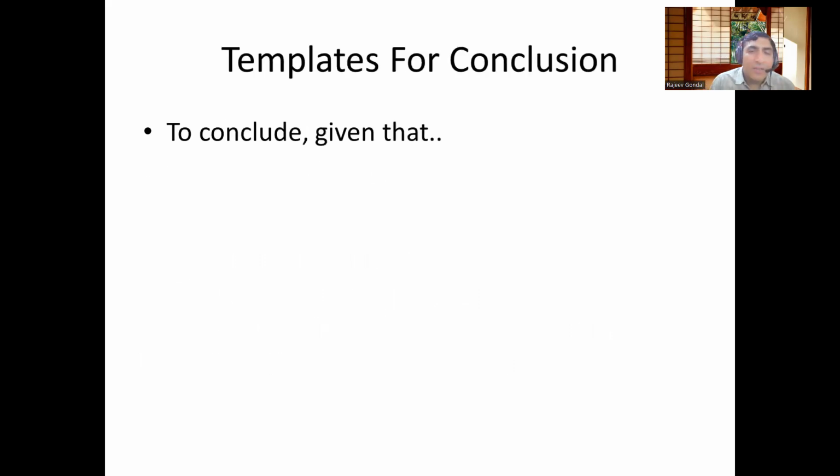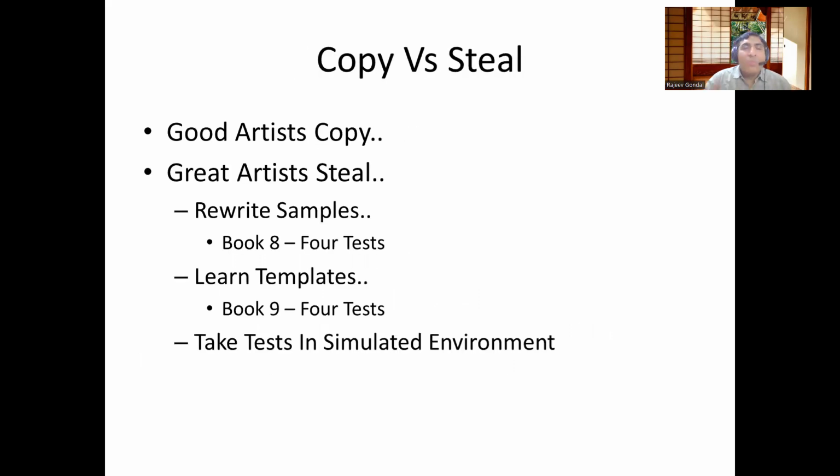Similarly, there are templates for writing a conclusion. Now, what is the idea? What exactly is the structure we follow in our coaching? It's very simple. We say that good artists copy and great artists steal. Now, what do you mean by copying and stealing? If I copy you, I still owe it to you. I still look like you. But if I steal something, I not just steal the content, but also the essence of it.